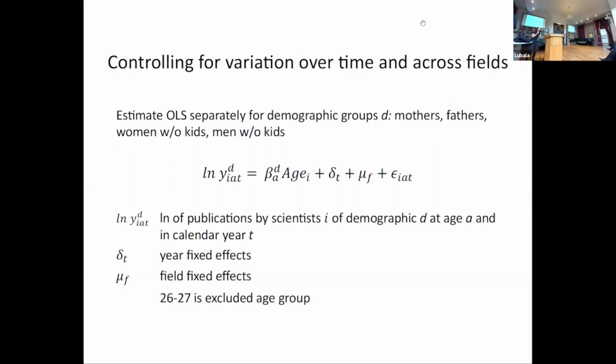We estimate OLS separately for demographic groups: mothers, fathers, women without kids, and men. This is what I told you about the citation data before. Then we put in year fixed effects because things happen over time. And we put in field fixed effects because some fields just publish more than others. IO or, say, history, everything just takes longer to do, so you'll publish less than in some other fields. I teach at a business school, and there's a large variation in the number of papers that people publish per year. So we control for that. And then age 26 to 27, which is the last year before marriage, is the excluded year.